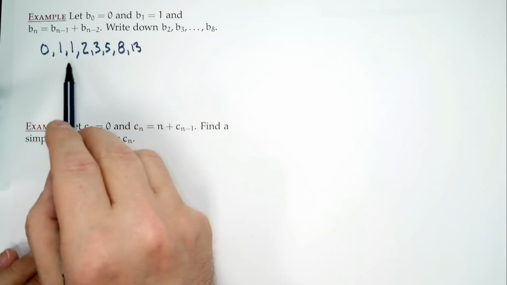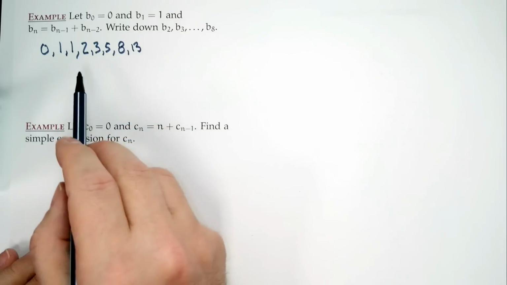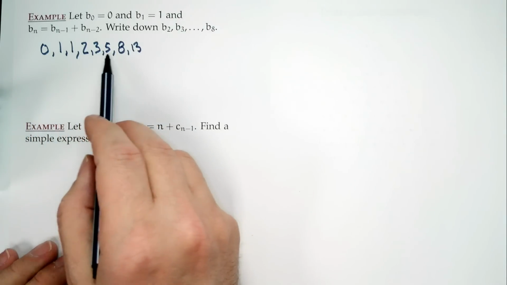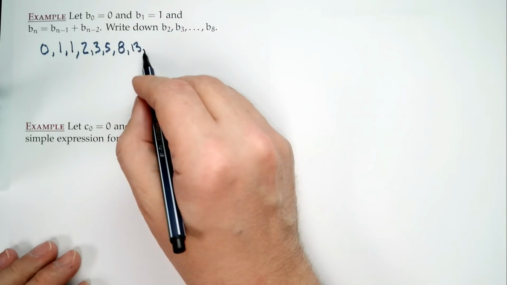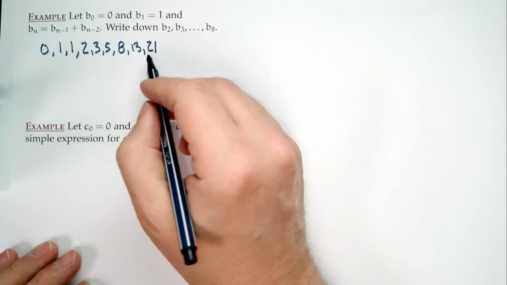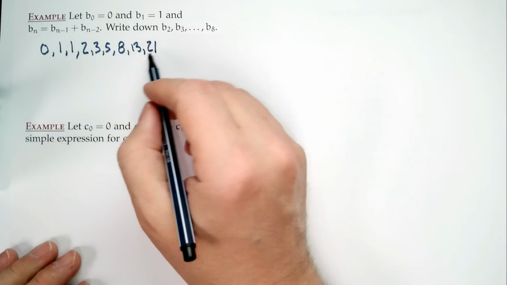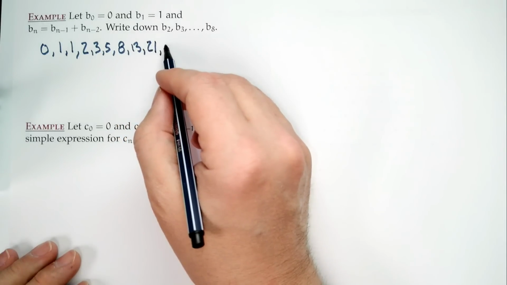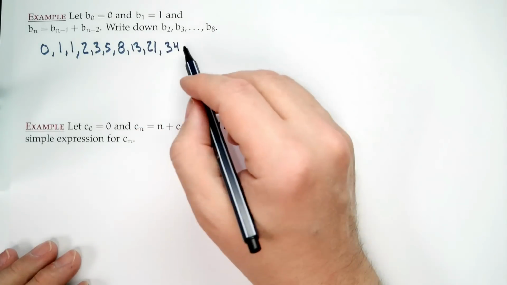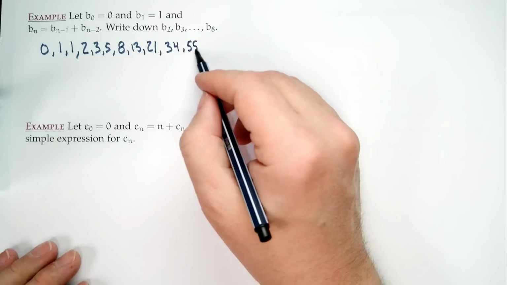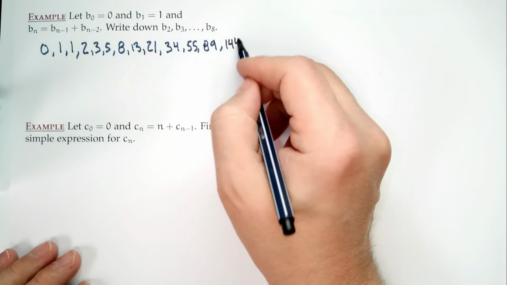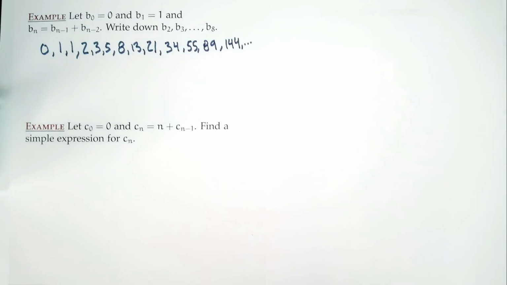How many are we up to? 1, 2, 3, 4, 5, 6. I think we need one more, right? This is b0, 1, 2, 3, 4, 5, 6, 7. Yep, one more. Next one, do you see it? 21, 8 plus 13. Now, you might recognize these numbers. In fact, they're not so hard to write some terms down. 34, 55, 89, and 144, and so forth and so on.